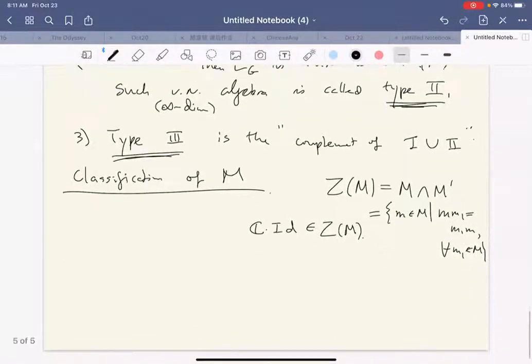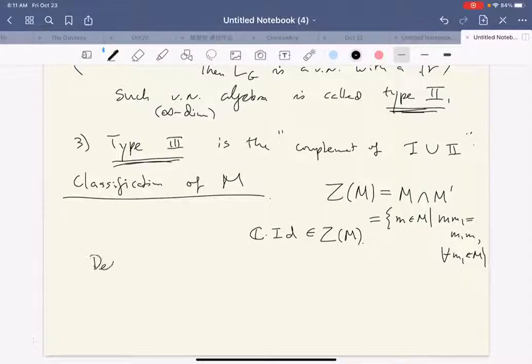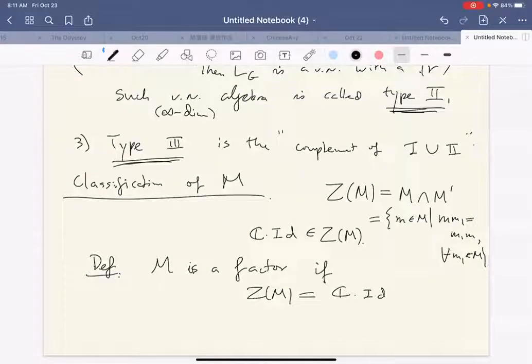Okay, so let's define what's called a factor. This is the definition: M is a factor if the center only consists of scalar multiples, or complex multiples, of the identity element. Not surprisingly, every von Neumann algebra can be decomposed in a certain way into a sort of direct sum of factors, direct sum in quotation marks. Okay, so factors. The reason we're going to focus on factors.